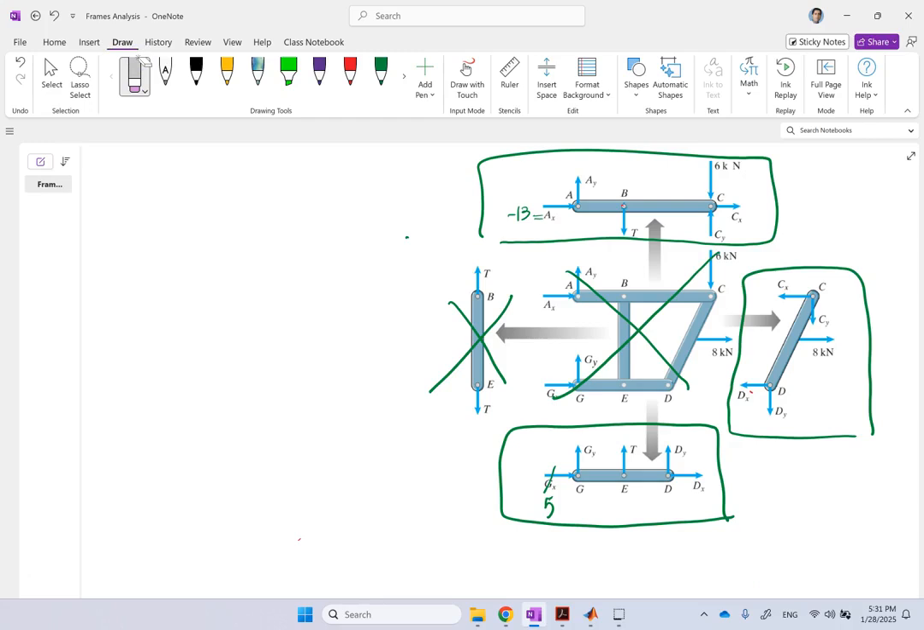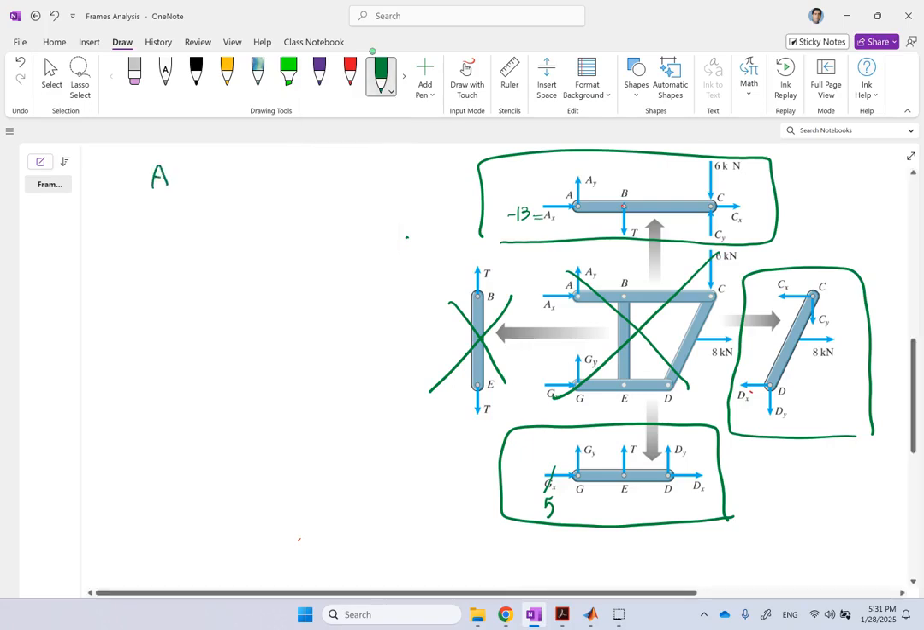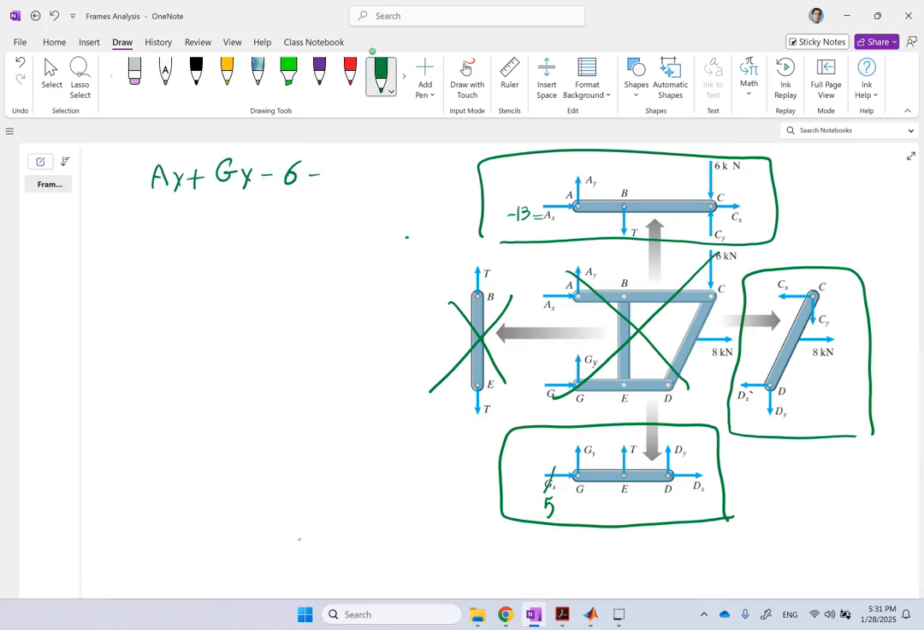Now, which one would you attack first? And there is one extra equation that I had, and if you remember, it was AY plus GY minus 6 equals 0. Remember, I also have this equation from the big FBD. So now, which one of them would you get first? You ideally want to go after one that's with one equation you can get to solve for one unknown directly. Is there such a thing?